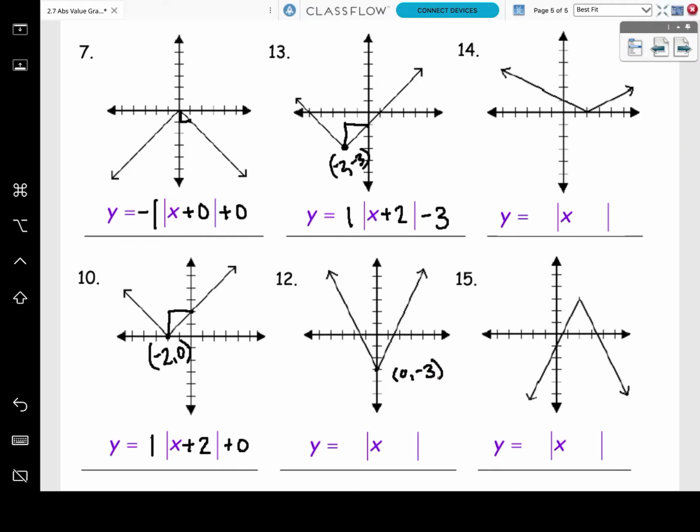Vertex here, 0, -3. So we want x minus 0 and a -3 on the outside for our vertical shift. And then the slope of the right-hand side. Try and find some that line up nicely with grid marks. So 1, 2, 3, 4 up, 2 to the right. That sounds like a slope of 2. And it does look narrower, so that makes sense. It's a vertical stretch. Last couple. See if you can do them on your own before I get them done.